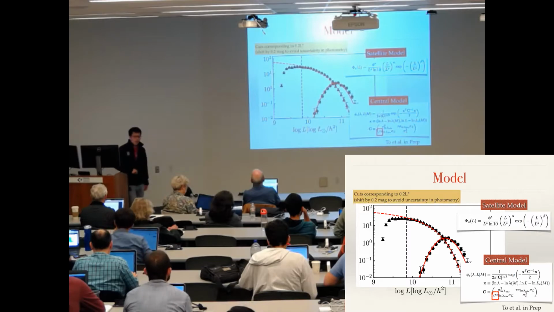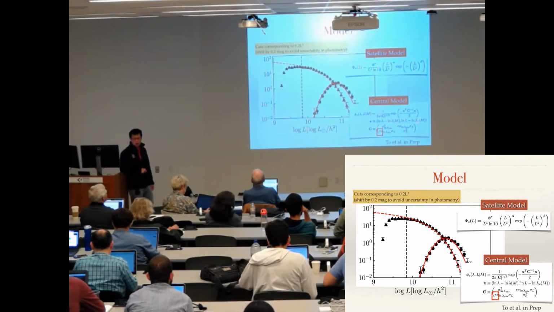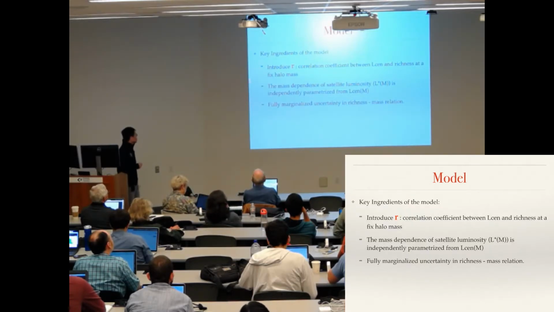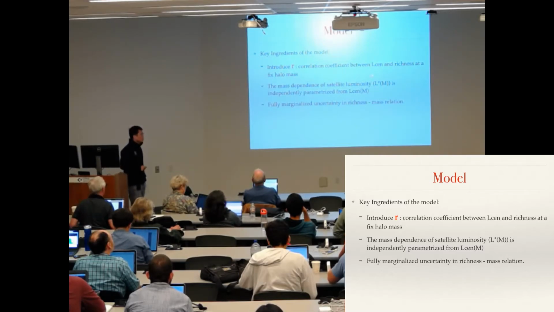One thing I want to highlight is we introduced this new parameter. This is r, which describes the correlation coefficient between the richness and the central galaxy luminosity at a fixed halo mass. So the key ingredient of this model is that we introduce this r, the correlation coefficient between the central galaxy luminosity and the richness at a fixed halo mass.